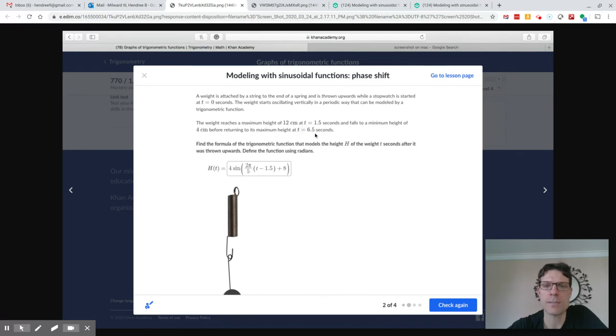at 6.5. Well, I'm just looking at this first part. This tells me all I need to know about whether to use cosine or not. It's a maximum height at t equals 1.5, which is the first t that they give us. So then I'm thinking cosine.